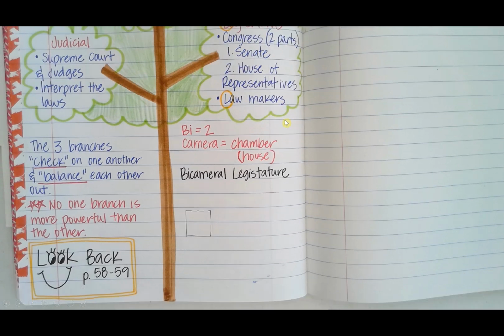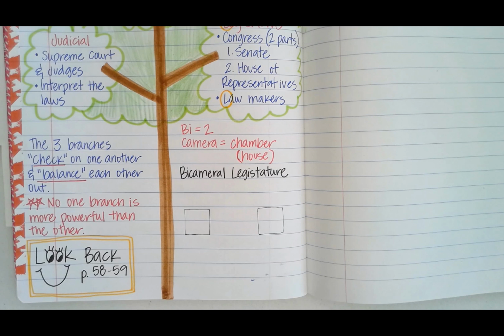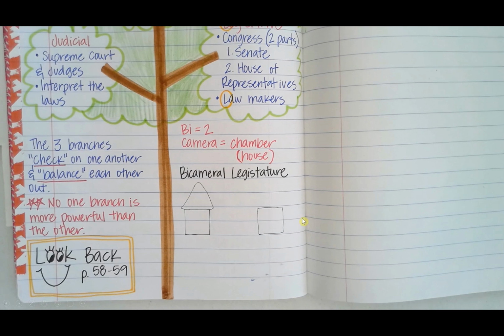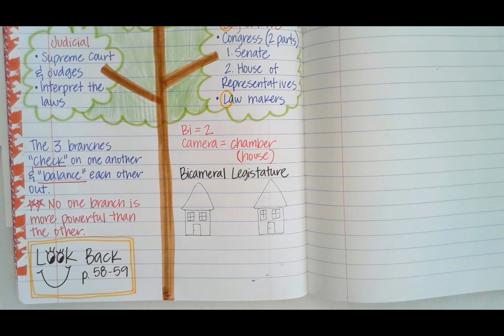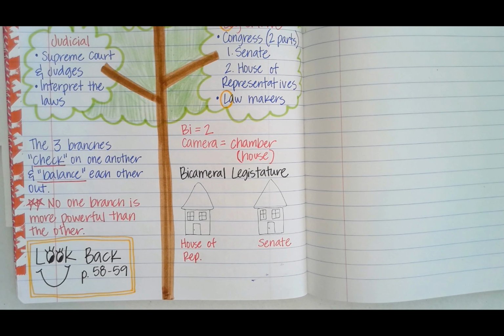It's bicameral. So I want you to grab a pencil and draw two squares, and notice that I have some space above and some space below. These are about 2 spaces tall. Add a roof, add some details to make it look like a house. And over here on the first one, I want you to label this House of Representatives. And this one is the Senate. And these are the two houses, the two chambers that make up our Congress or our legislature.